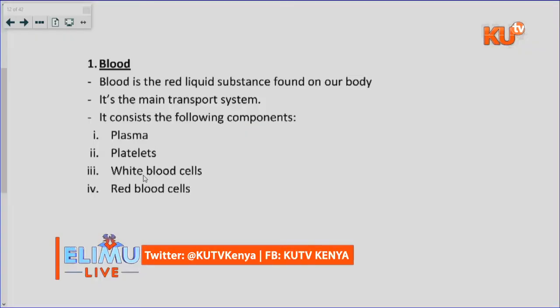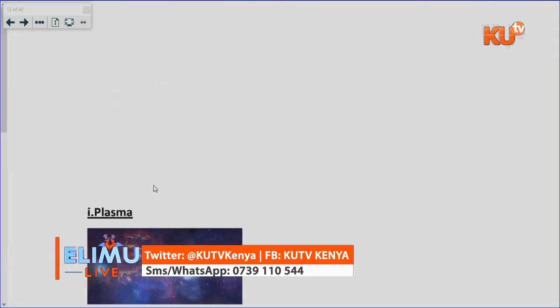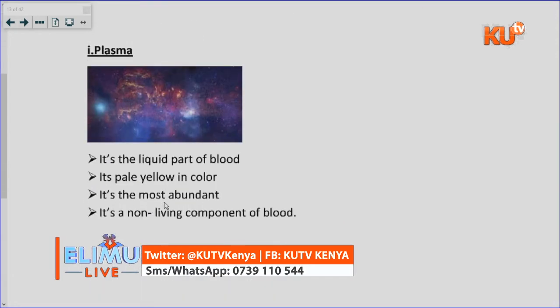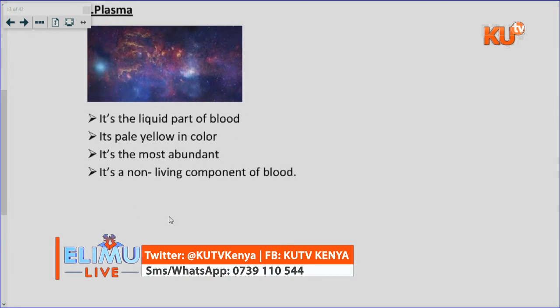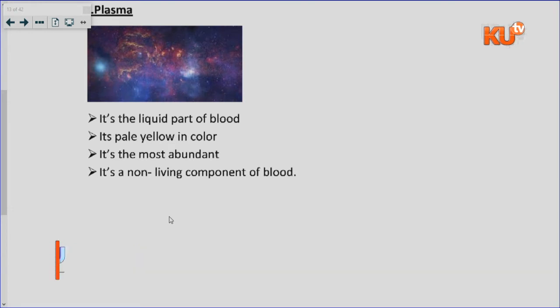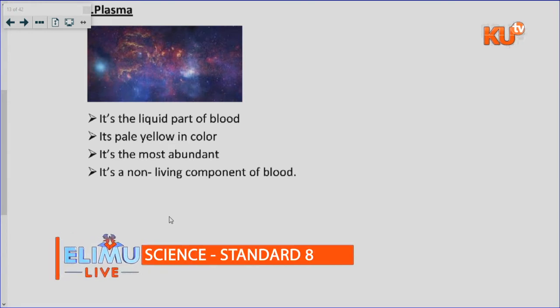The first blood component is called plasma, and that is the diagram of plasma. Many books can't draw it because it is the liquid part of the blood. It is pale yellow in color. Then it is the most abundant.